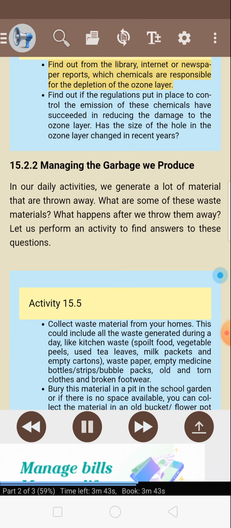Activity 15.4. Find out from the library, internet or newspaper reports which chemicals are responsible for the depletion of the ozone layer. Find out if the regulations put in place to control the emission of these chemicals have succeeded in reducing the damage to the ozone layer. Has the size of the hole in the ozone layer changed in recent years?